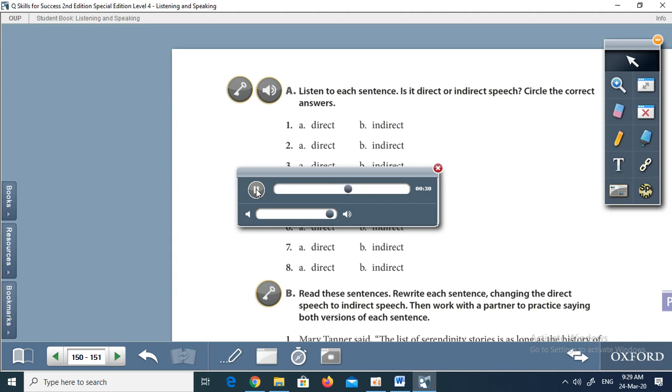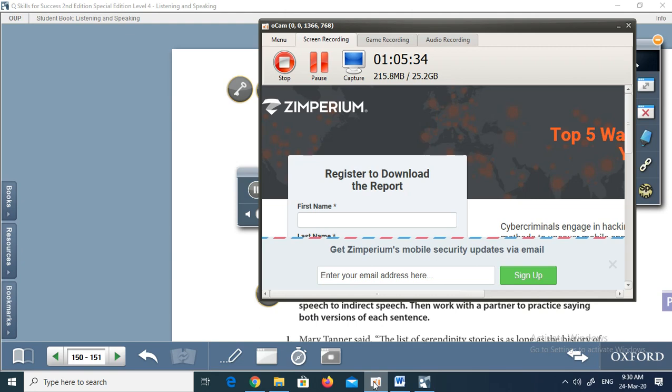5, Ray called to tell me he would be late. 6, He said he had missed his bus. 7, I told Teresa I was bringing dessert. 8, She said, "I hope it has chocolate in it."